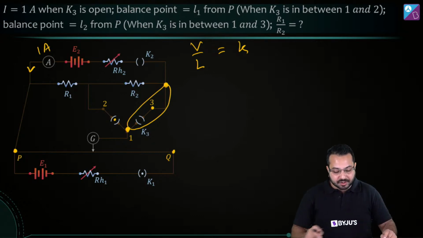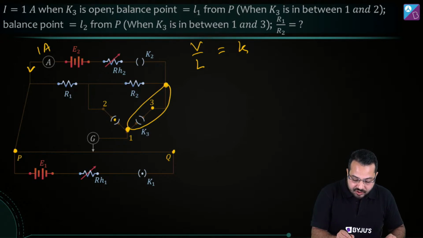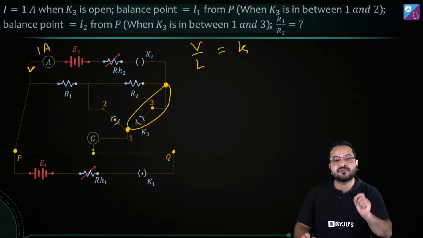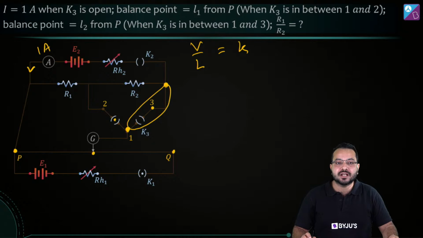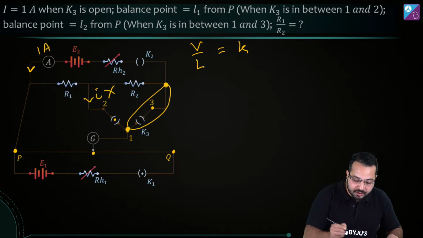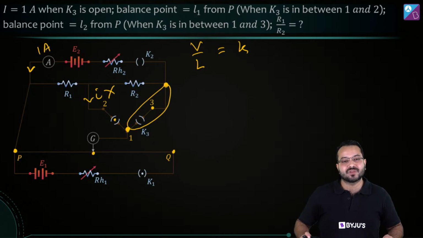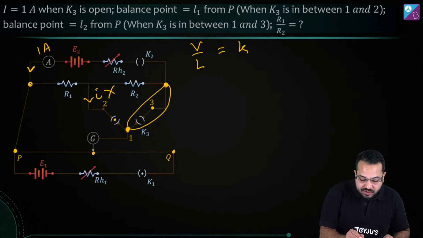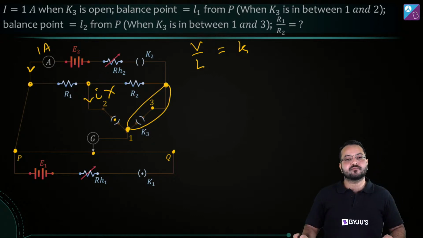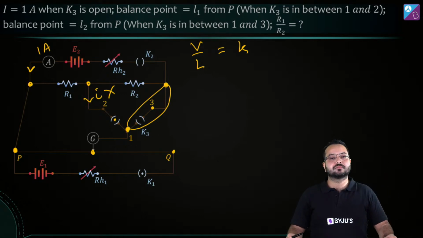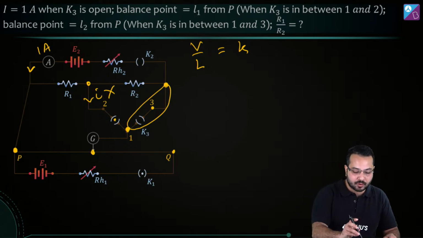Now the important thing is that this key is closed, and hence this galvanometer has been attached to this point, and here we are finding the null point. What does the null point mean? It means that there is no current through the galvanometer. And when are we going to have no current through the galvanometer? When the potential difference between these 2 points is the same as the potential difference between these 2 points.